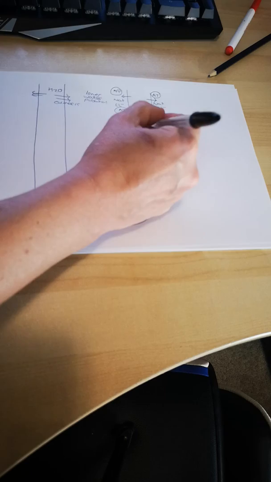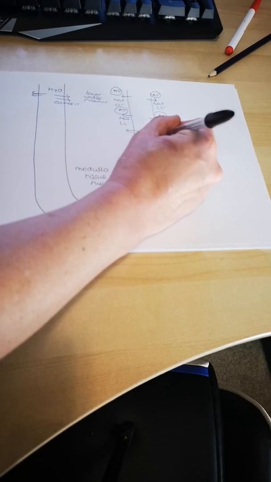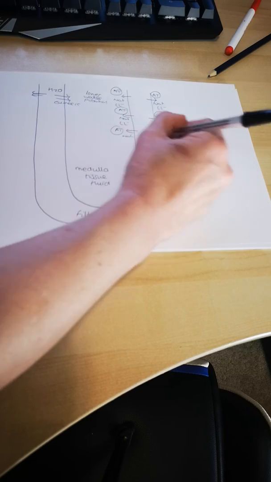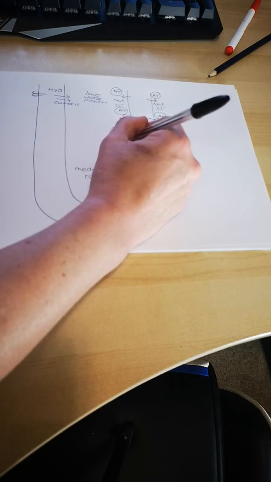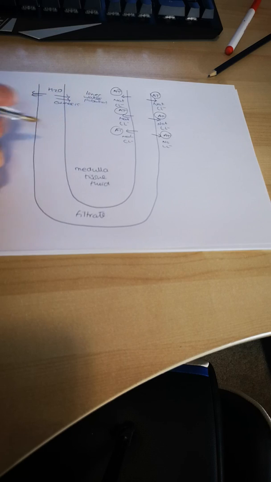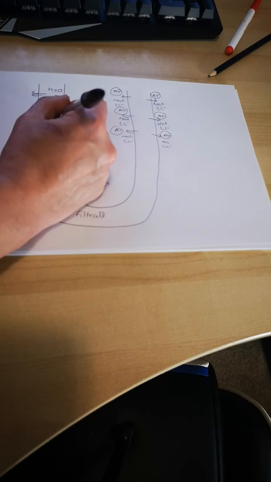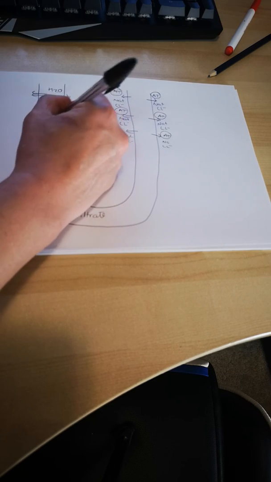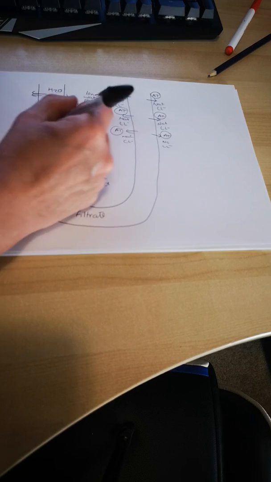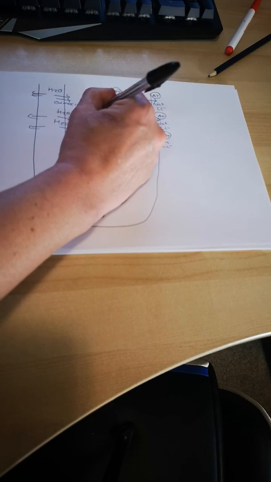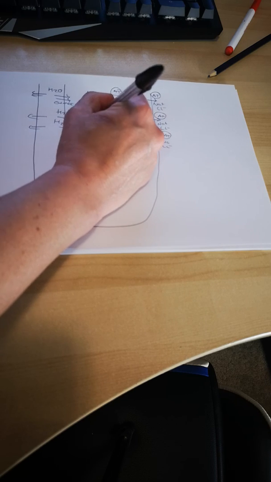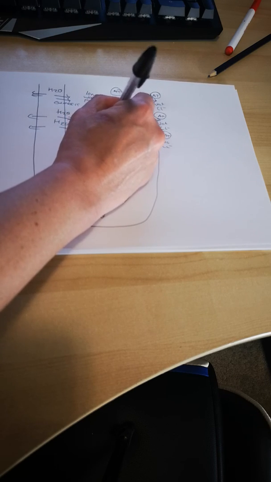Okay, so if you imagine that's happening like that, all the way down this beginning bit of the descending limb, water's going to keep moving out down a water potential gradient because the presence of those ions is lowering the water potential of the medulla compared to the filtrate.